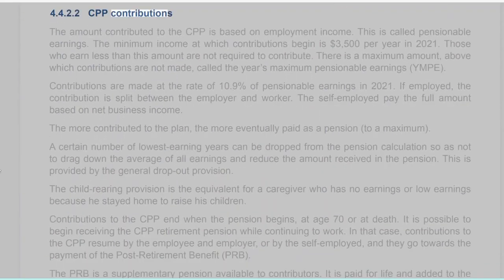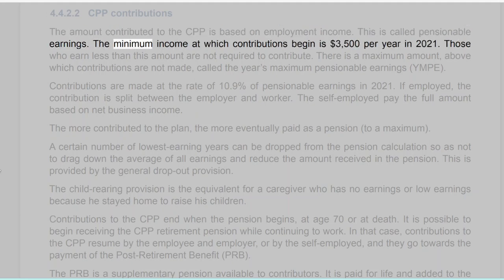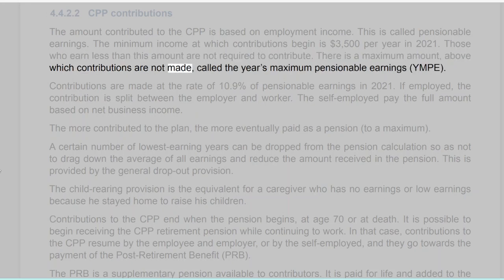4.2.2 CPP contributions. The amount contributed to the CPP is based on employment income. This is called pensionable earnings. The minimum income at which contributions begin is $3,500 per year in 2021. Those who earn less than this amount are not required to contribute. There is a maximum amount above which contributions are not made, called the year's maximum pensionable earnings, YMPE.